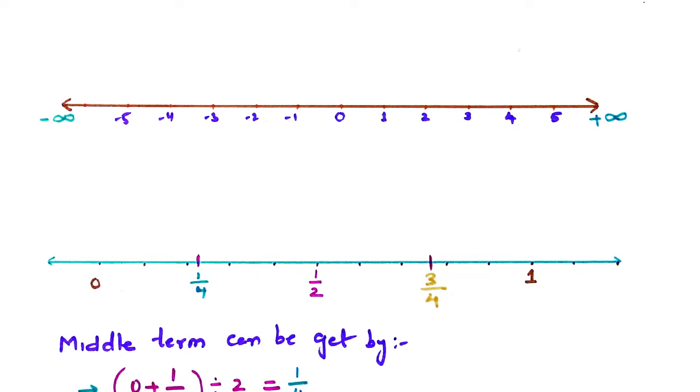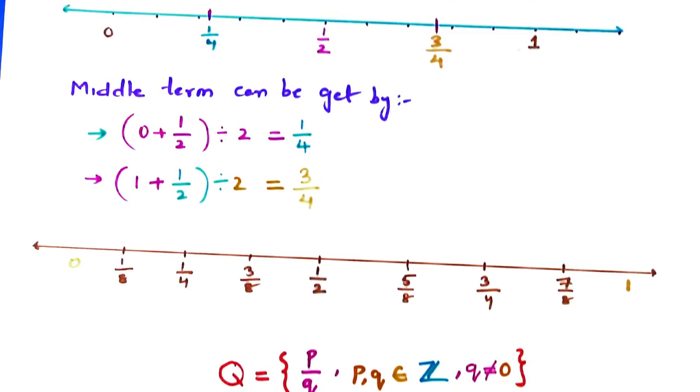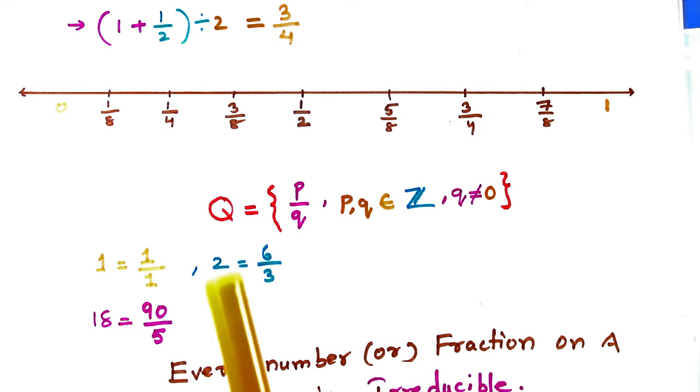Alright, so what the Pythagoreans thought is that we have all kinds of numbers, we consider them as fractions or proportions, and they named these numbers rational numbers. As you can see, we get an infinite number of terms between 0 and 1.